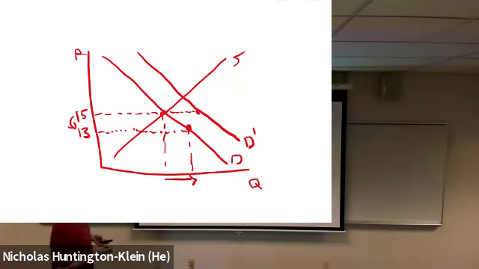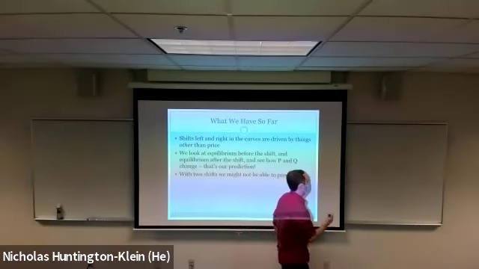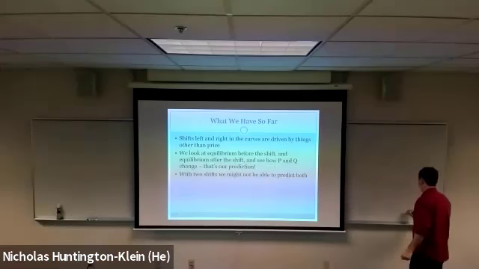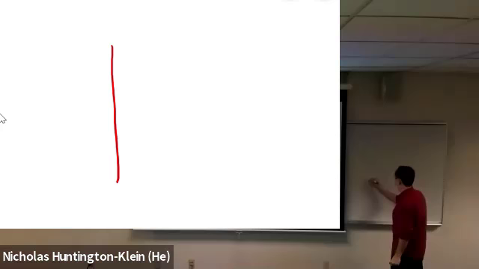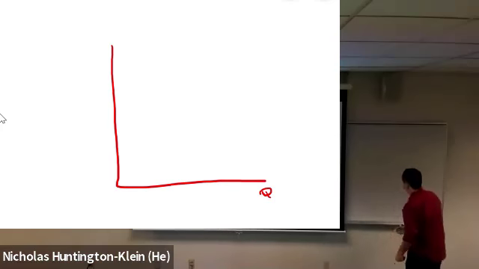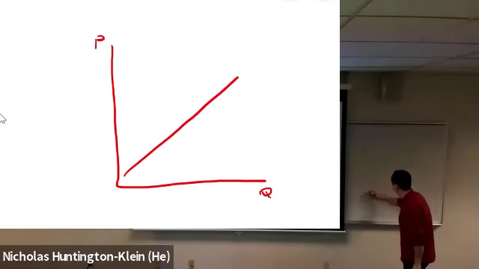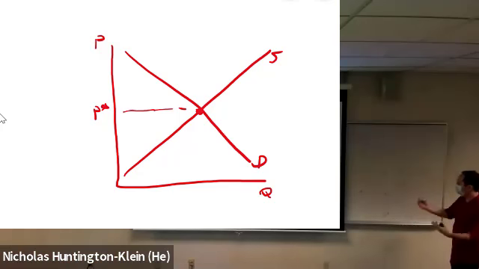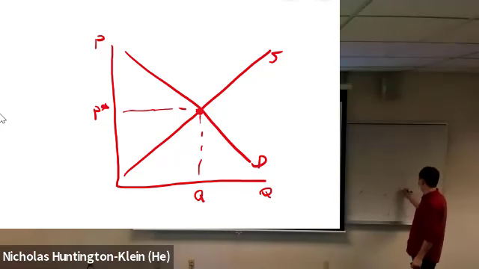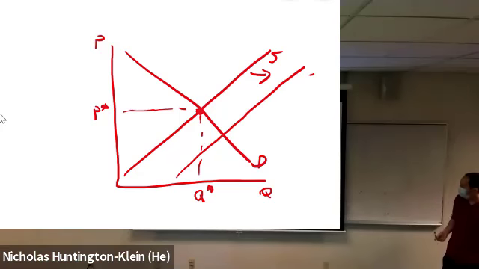We can use these shifts to figure out what's going to happen to the market. We just look at our equilibrium before and equilibrium after, and we get a prediction about what's going to change in the market. Here's supply and demand. Here's our equilibrium, P star, Q star. And let's say we have a supply increase. I'm going to shift S over there to S prime, that's our marker for new.